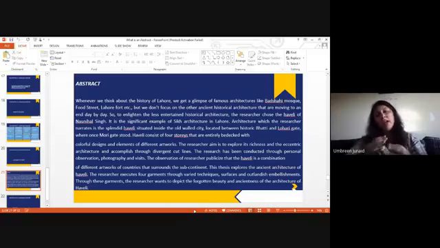So, in the end, in the last line, she again tells us why she has taken this topic and why she has made these dresses, because through these dresses she wants to depict the forgotten beauty of the architecture and ancientness of that Haveli. So this is, I will not say that this is a perfect abstract.